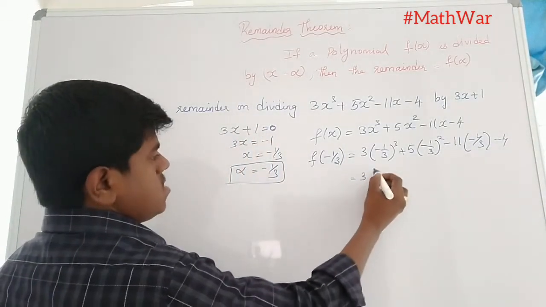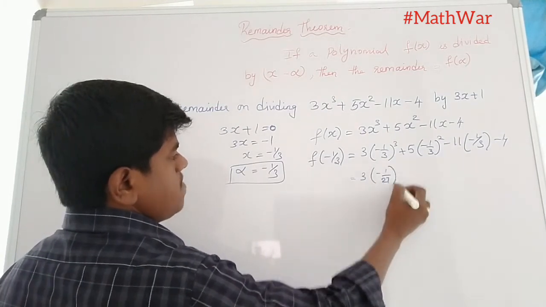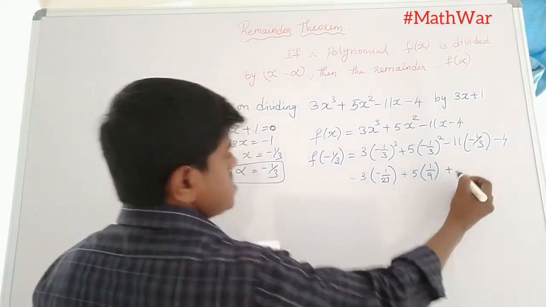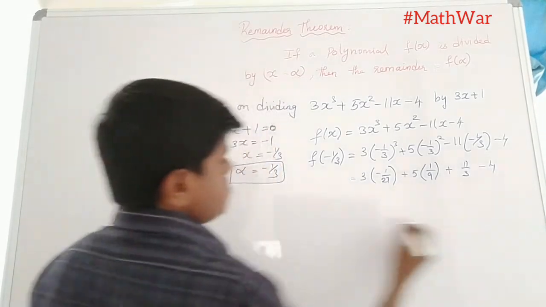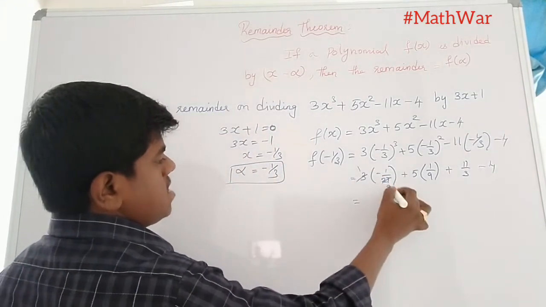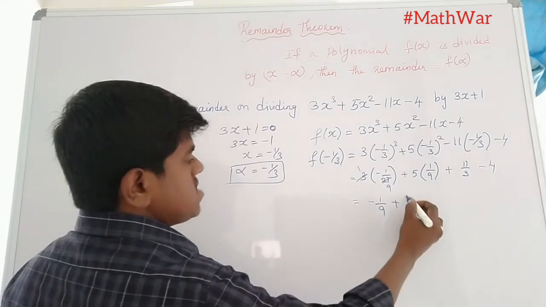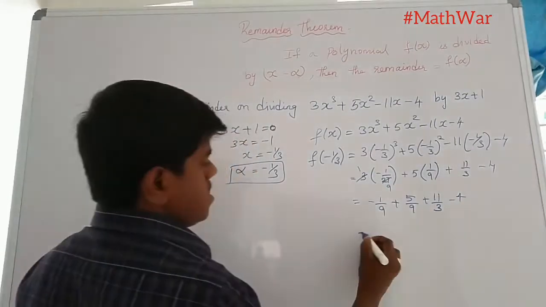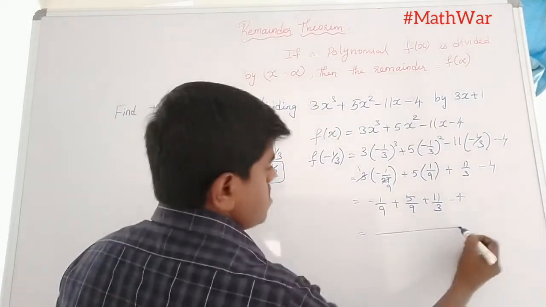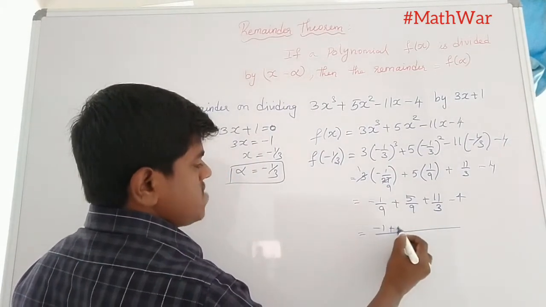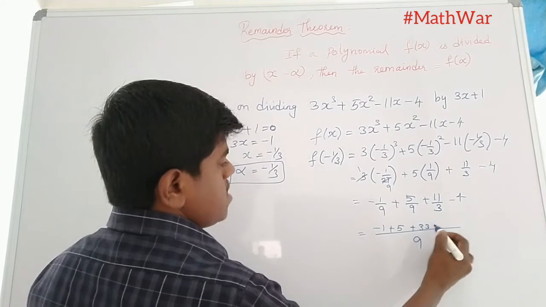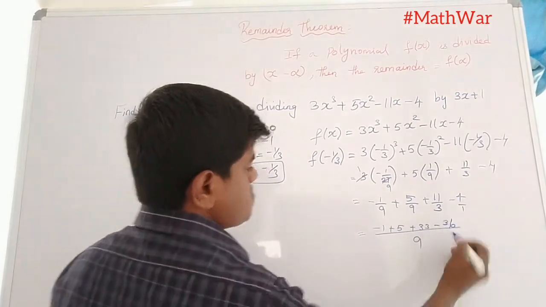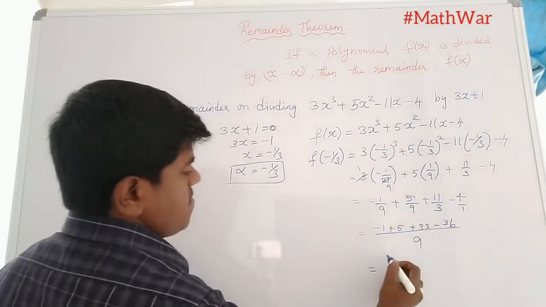That is equal to 3 into minus 1 by 27 plus 5 into 1 by 9. Here minus into minus will become plus 11 by 3 minus 4. If you cancel, that is minus 1 by 9 plus 5 by 9 plus 11 by 3 minus 4. By taking the LCM, that will be 9. So minus 1 plus 5, here it becomes plus 33 and minus 4 nines are 36. That is equal to minus 1 plus 5, which is 4.